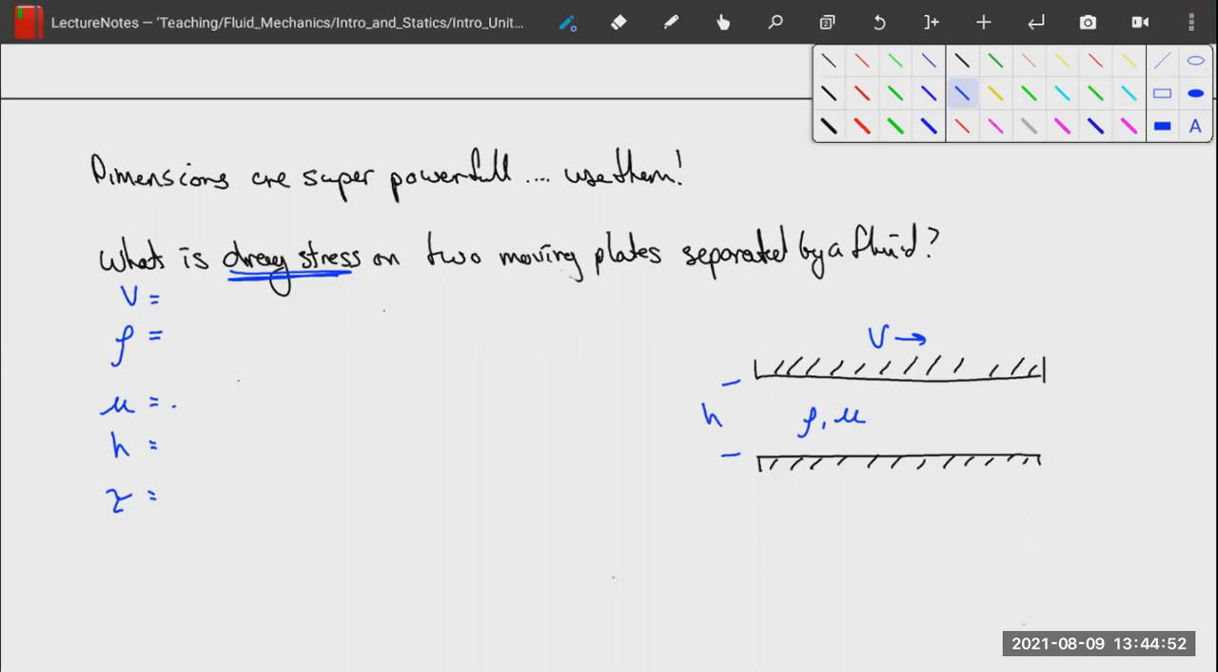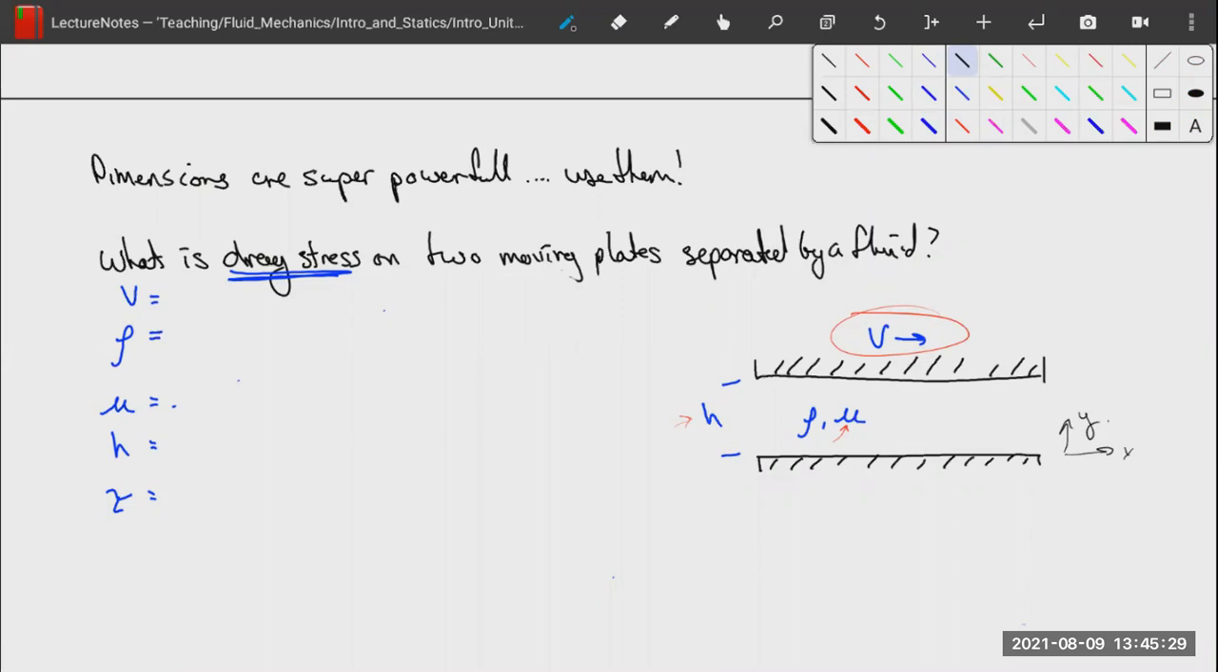So our top plate here is moving with a velocity v. Here's our top plate. They're separated by a height of h. The fluid has properties of density and viscosity. This is, by the way, the symbol for viscosity, mu. That is almost universally used, though not quite. In fact, this is what's called the dynamic viscosity, and we'll get into the difference later. And we haven't drawn it yet, but we should draw in a coordinate system here of x and y, right? And so we want to know what the drag stress is on two moving plates separated by a fluid.